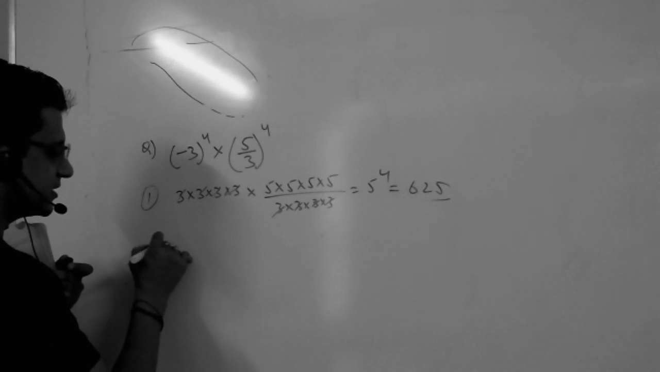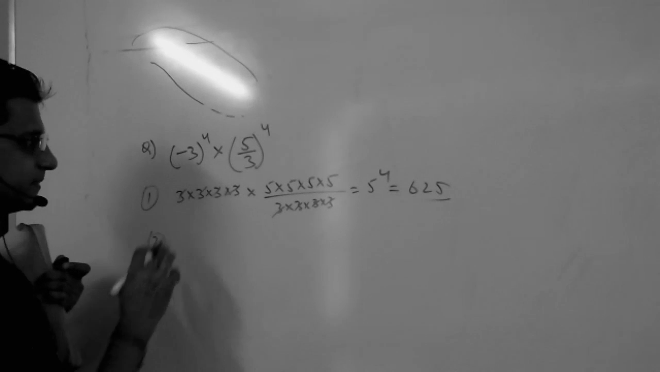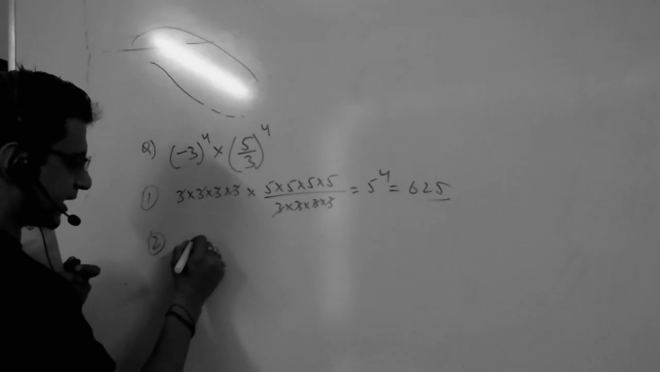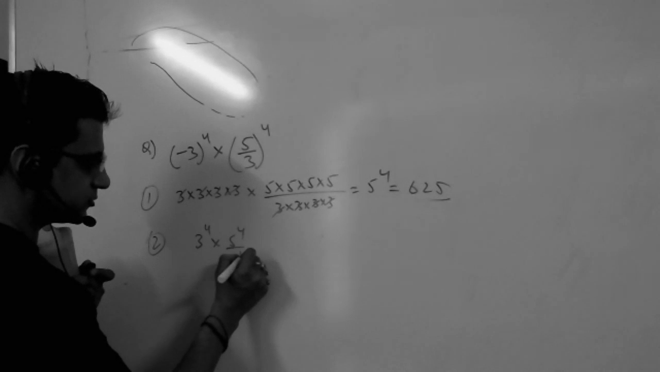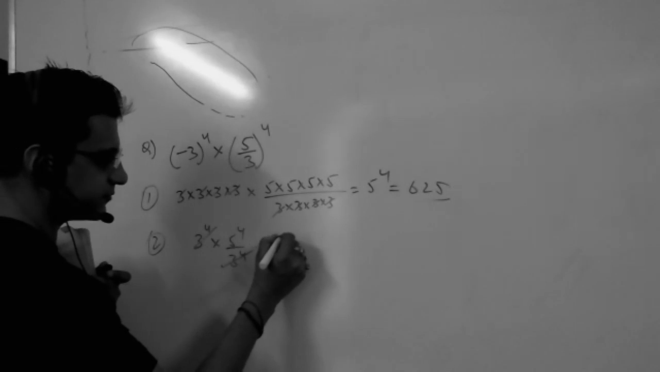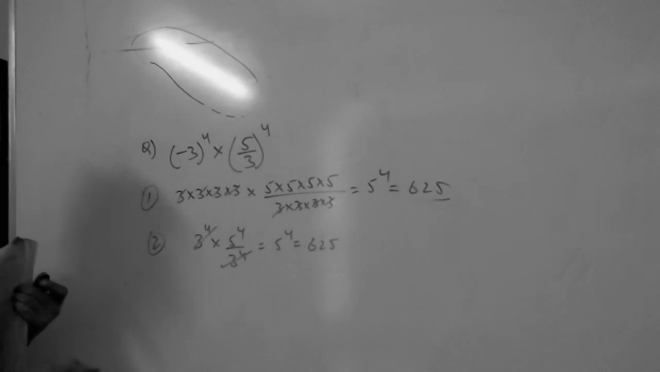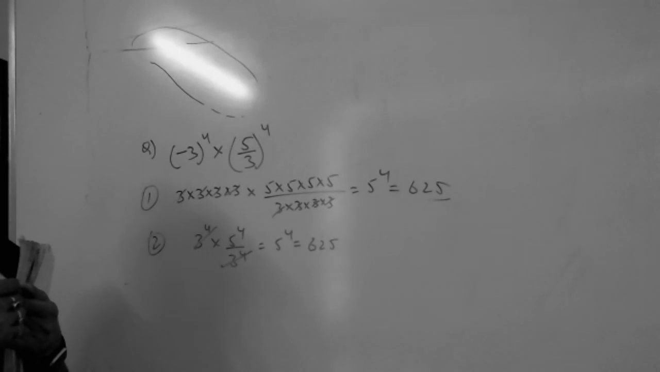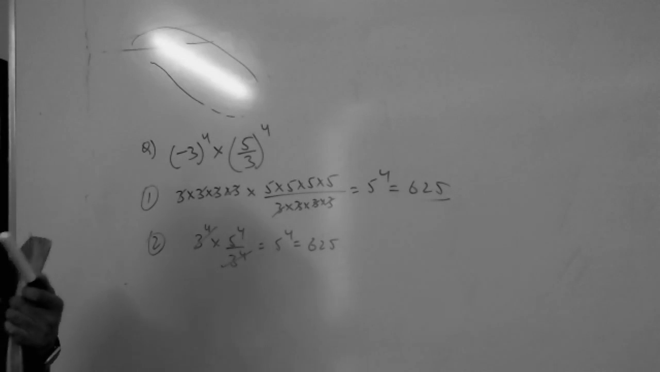Second thing is, you can write this as 3 to the power 4 multiplied by 5 to the power 4 by 3 to the power 4. This cancels out. Again, 5 to the power 4 is equal to 625. That's it. Sanjit, tell me now.